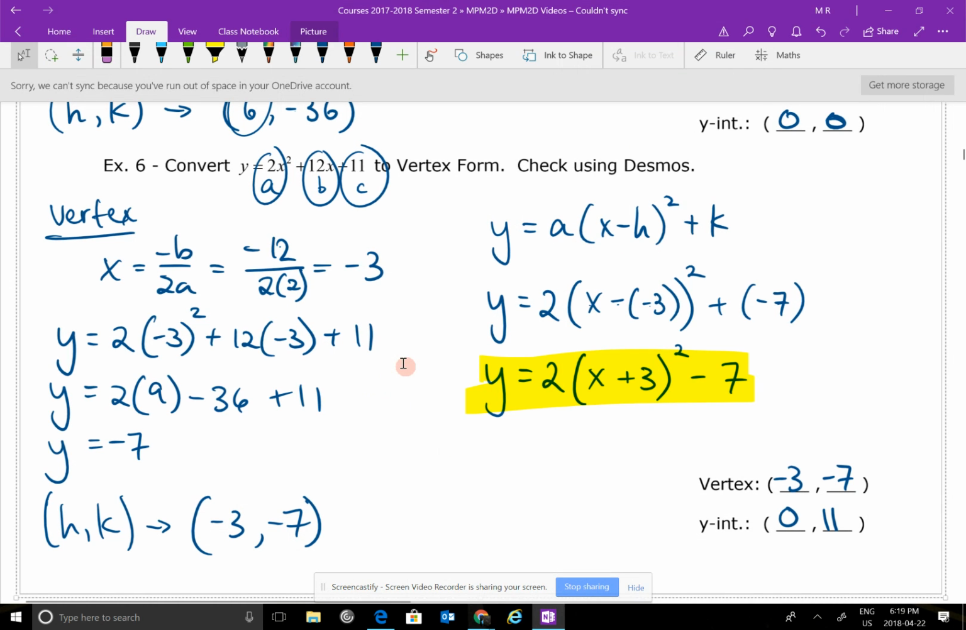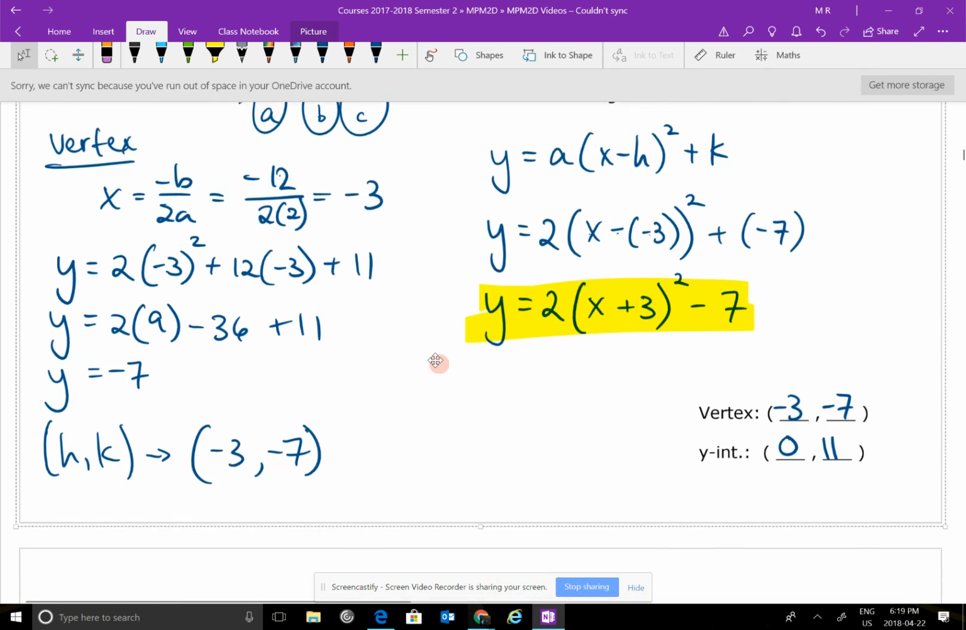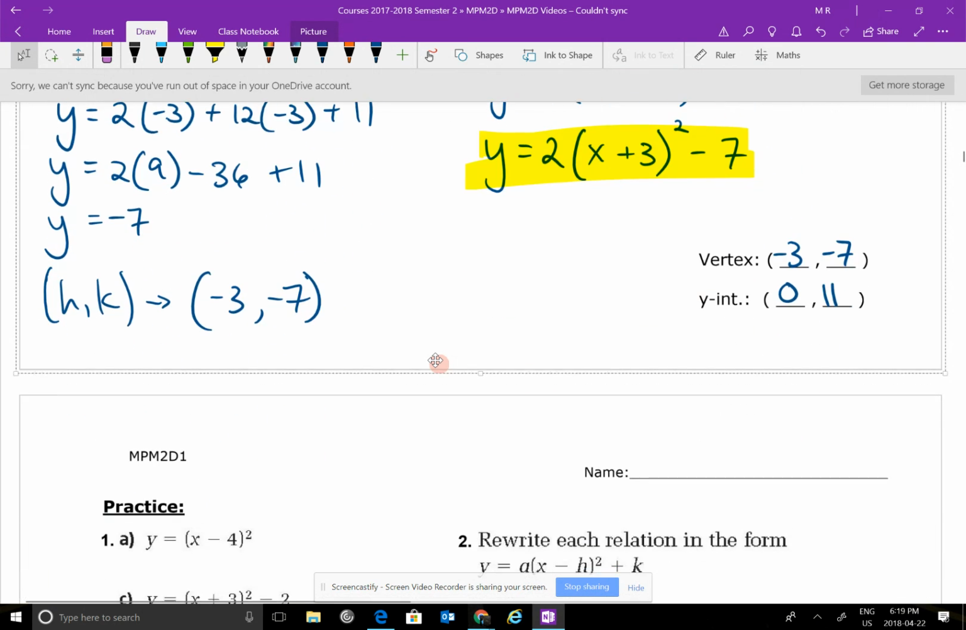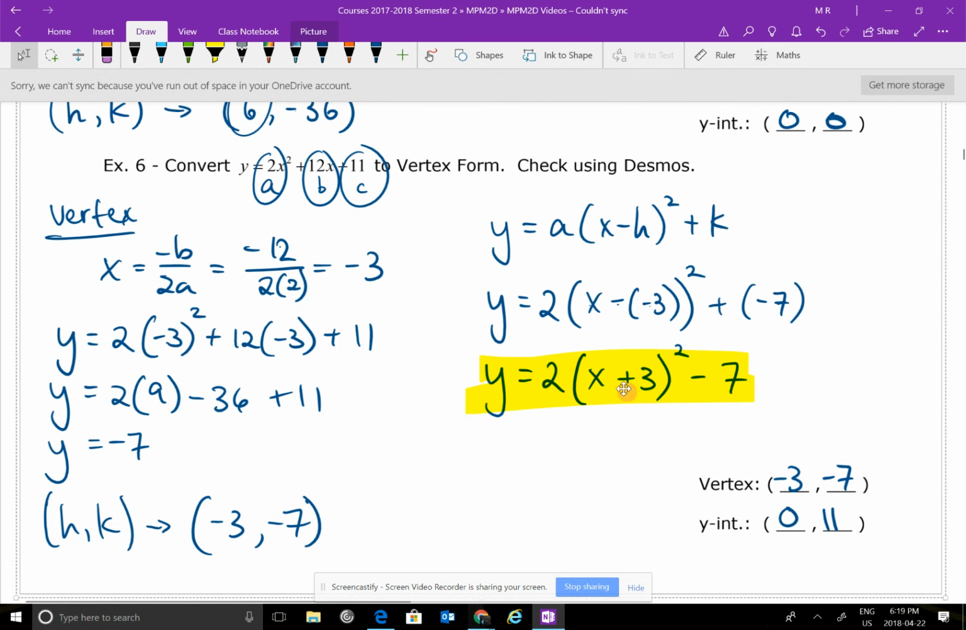And so that's how you do it. That's how you convert from standard to vertex and from vertex to standard. There are other techniques to find the vertex form, which we'll study later on in this unit as well. Okay, and that ends this video.